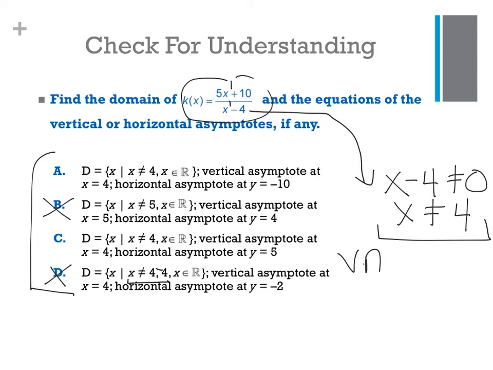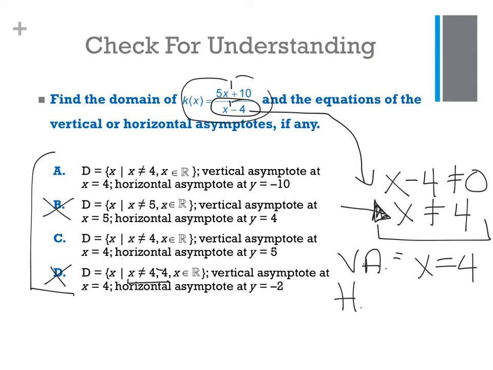And we're going to determine our vertical asymptote. Well, our vertical asymptote is whenever the function is dividing by 0, in which case the vertical asymptote is always going to be the x value where your denominator is equal to 0. So wherever x minus 4 is equal to 0, which is at x equals 4, that is where our vertical asymptote is. So we're going to have a vertical asymptote at x equals 4.